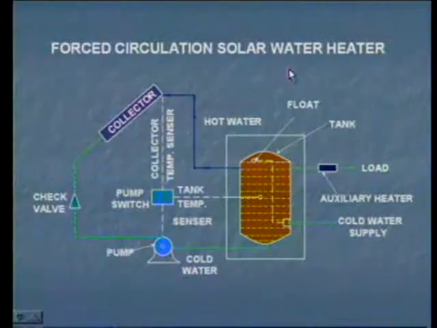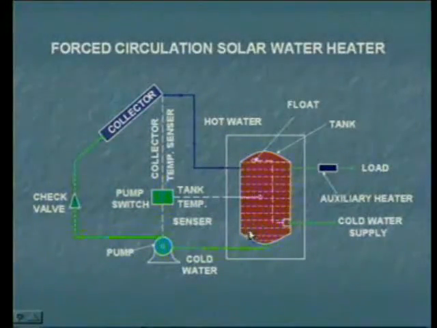Forced circulation solar water heater. The basic difference is, in case of a natural circulation type, the tank is to be kept at a higher elevation, but here we can keep the tank at our convenient point. Here a separate pump is used to circulate the water from the tank to the collector. Here a temperature sensor is provided to the pump in case of forced circulation.